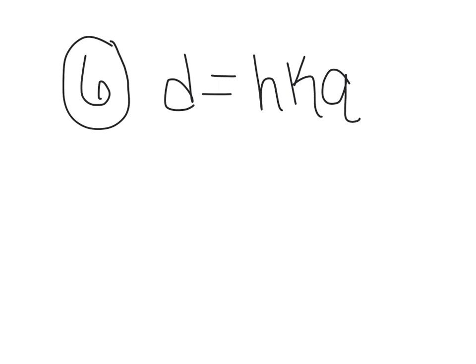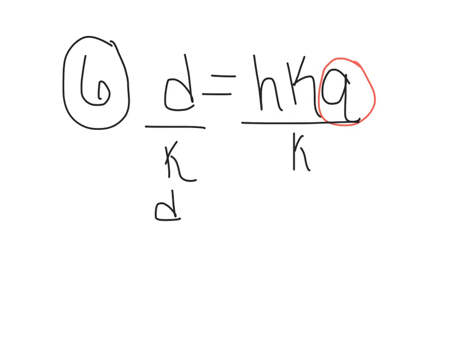So on number 6, it says I want to solve for q. I'm going to do this problem twice. I'm going to do it the way I think you're going to tell me to do it, and then I'm going to show you a little bit of a shortcut. So the h, the k, and the q are all multiplying. So you could tell me that I'm going to divide by k, divide by k. So you get d over k equals hq. And then you have to divide again.